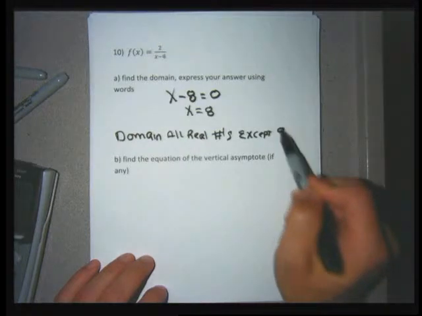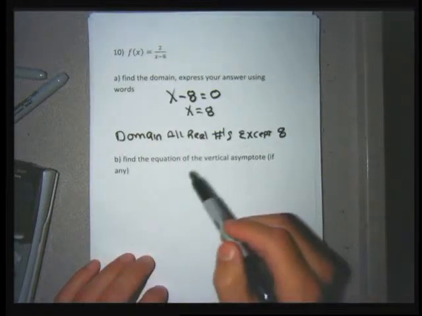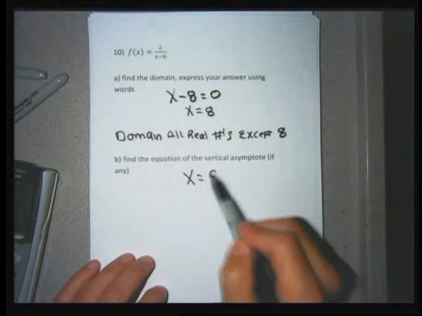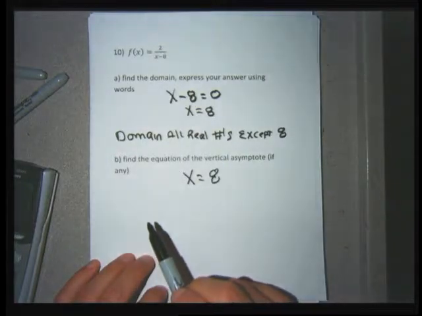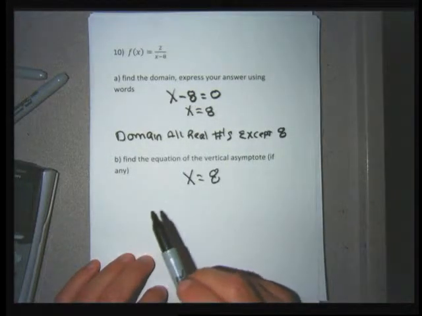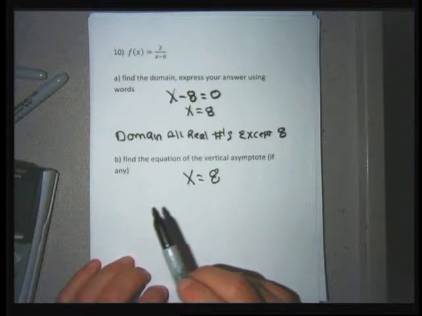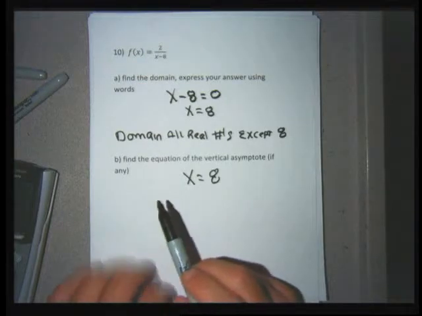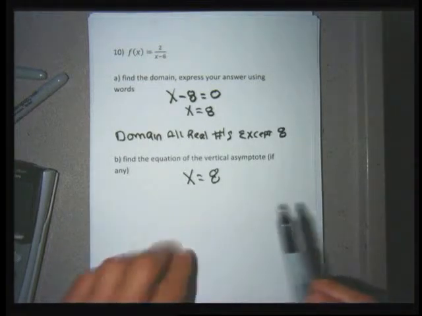It asked me to write the domain in words, so I did that. And the vertical asymptote is going to occur at x equal to 8. So if you draw a vertical line through 8 on the x-axis, the graph is going to exist to the left of that line and to the right of the line, but it won't touch nor cross that line.